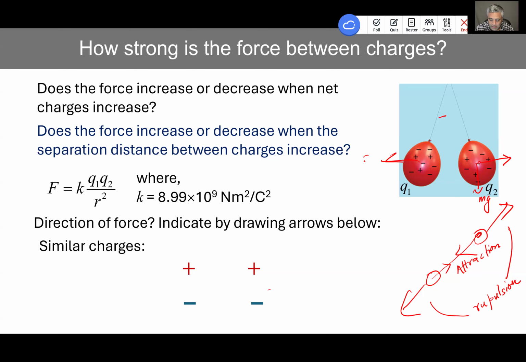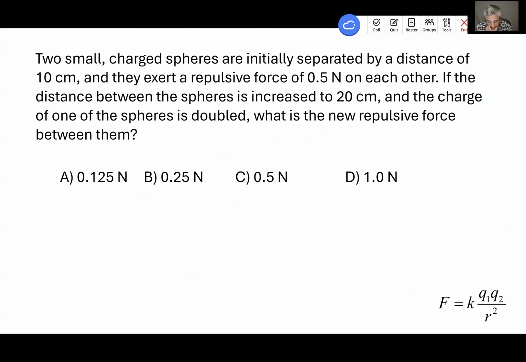So force is a vector quantity, of course, so we need to take account of that. Okay. So now here is a question. There are numbers, but you don't need to plug them in. If you can, look carefully at how things are changing. For example, the separation distance goes from 10 centimeters to 20 centimeters, right? So the separation distance is doubling. What's going to happen to the force? So what do you think?